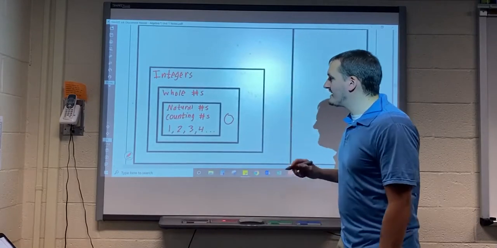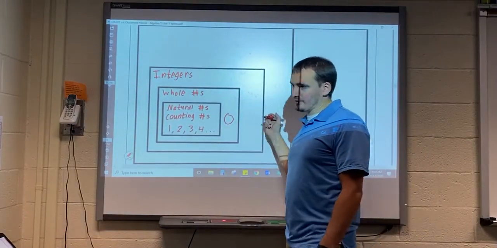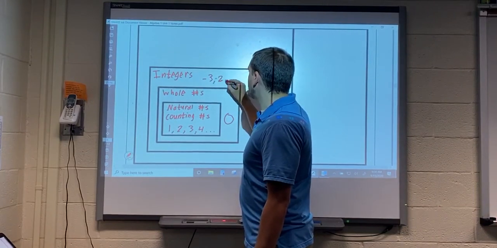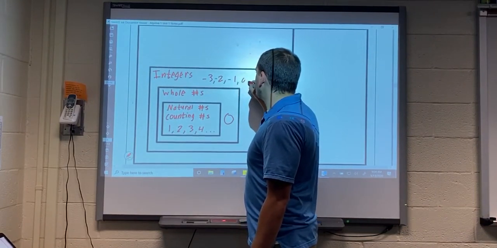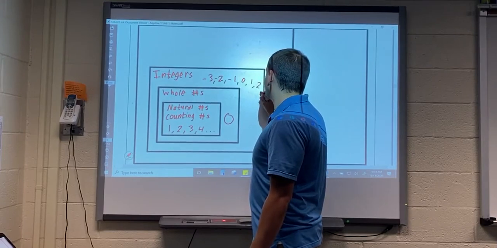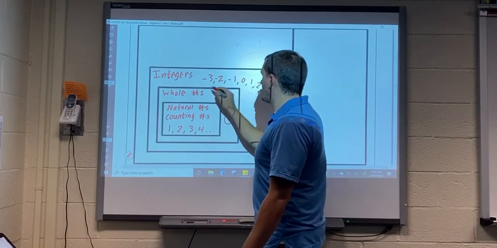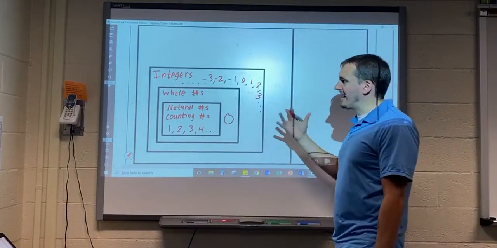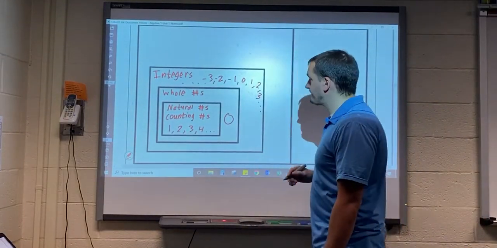Integers are positive and negative numbers, including 0. So negative 3, negative 2, negative 1, 0, 1, 2, 3, and so on in both directions. Okay? So positive and negative whole numbers.